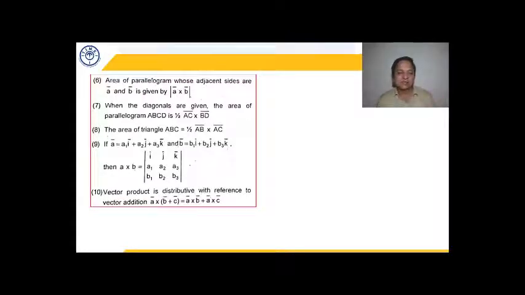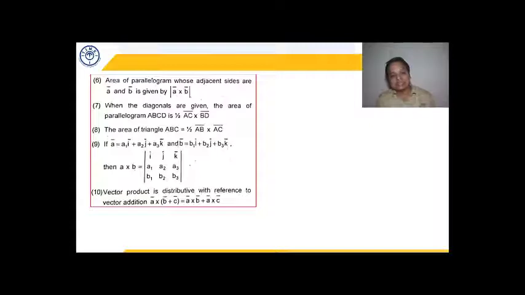Point 9 says, if vector A is A1 i plus A2 j plus A3 k, and vector B is B1 i plus B2 j plus B3 k, then A cross B is found by solving a determinant: i, j, k as the first row, coefficients of the first vector as the second row, coefficients of the second vector as the third row, and we expand this along the first row, so we get along i, j, k.